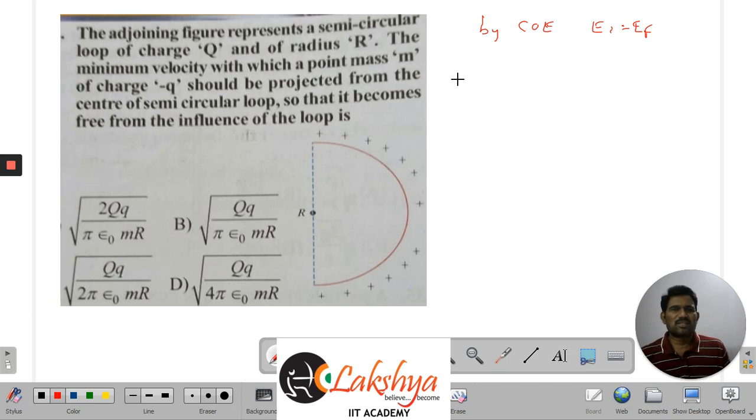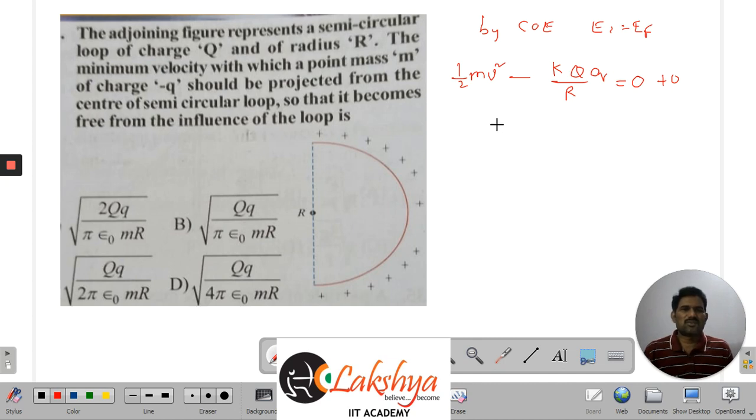Now initial energy is nothing but the initial kinetic energy, first I am writing as half m v square, and the initial potential energy we need to write. Initial potential energy is the potential due to that ring, kq by R, into the particle charge. The charge is negative, so this potential energy is negative here, that's what I am writing with a negative sign. This is equal to final kinetic energy, which is 0 because we are projecting with the minimum velocity, plus final potential energy, which is also 0 because it is going to infinite distance from the semicircular ring.